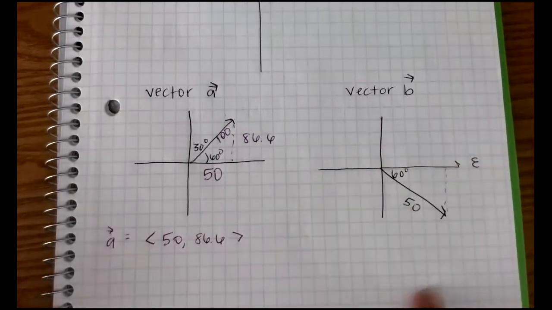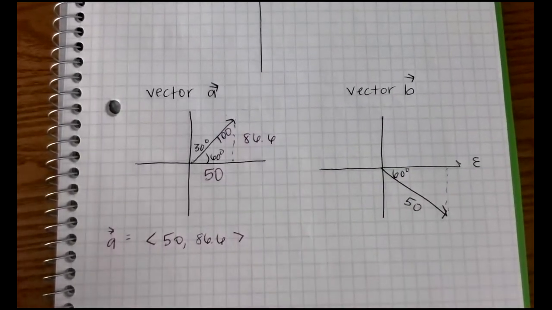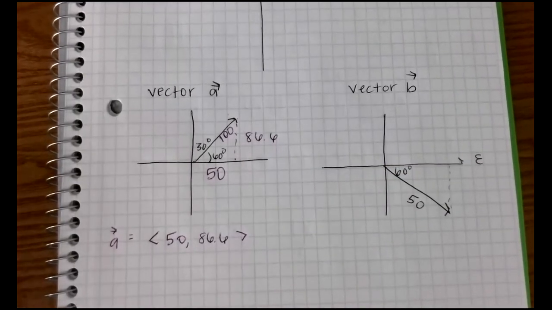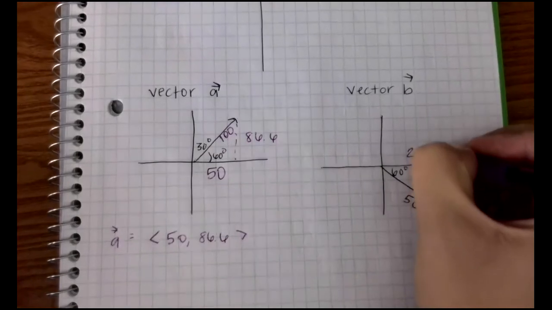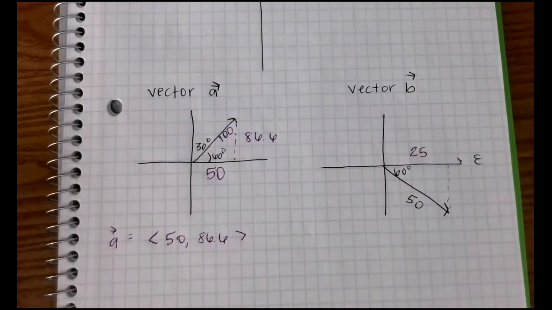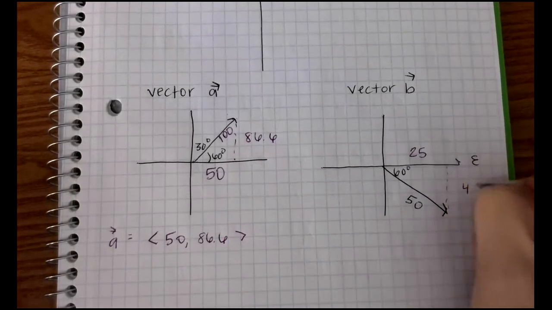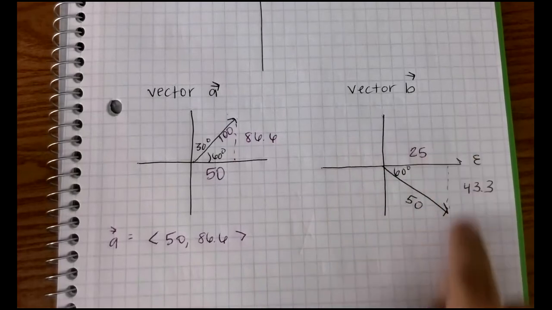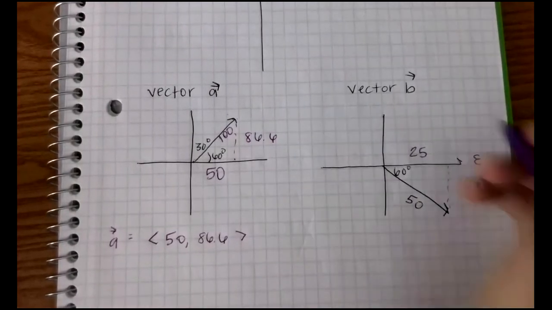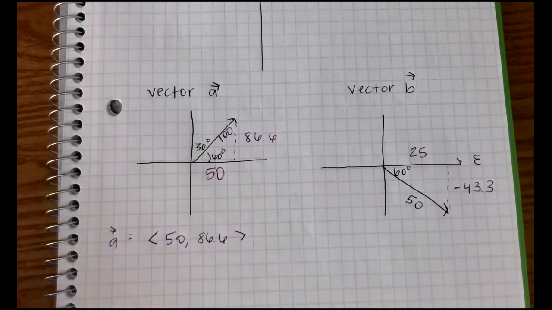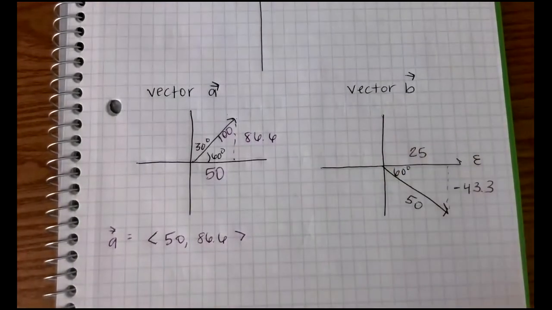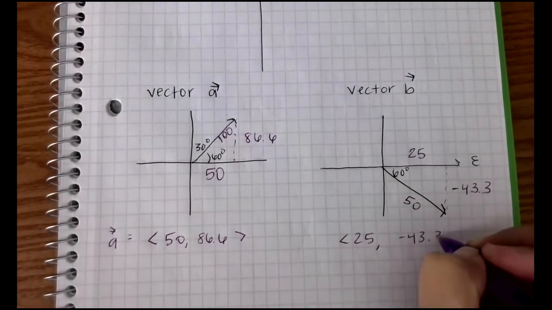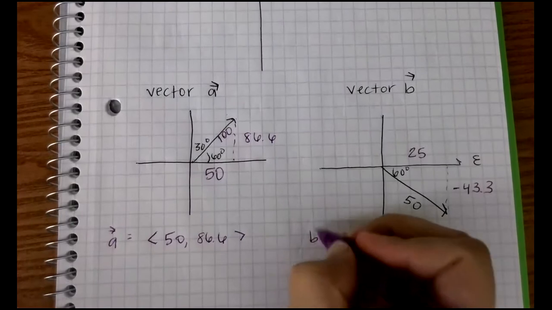Then we're going to separately find vector B, okay? And so magnitude of 50, angle of 60 degrees, 50 cosine 60 is 25, 50 sine of 60 is 43.3, but then remember, because this one is in the fourth quadrant, right, it's going east and south, then the south component there is going to be negative. So this component form is 25, negative 43.3 for vector B.